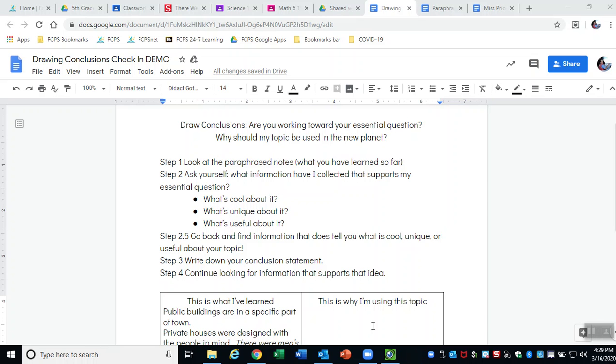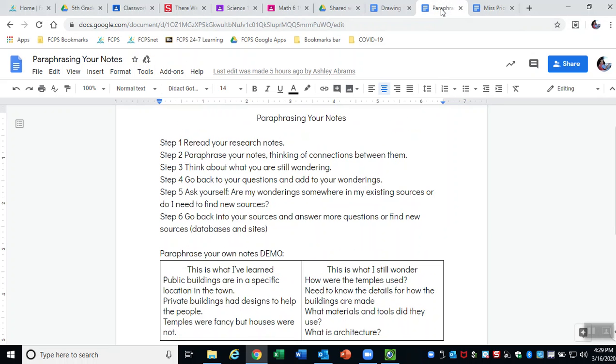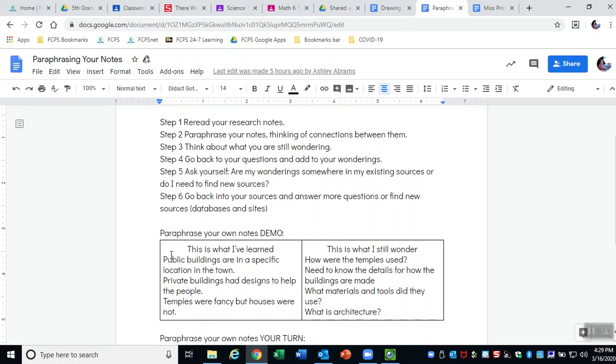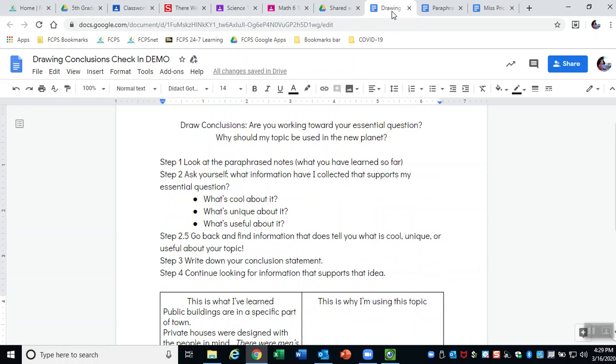Hi, fifth graders. We are here to talk about drawing conclusions to kind of check in on your research. And this is the follow up lesson. Yesterday, Miss Abrams talked about paraphrasing your notes. You guys worked on looking at the notes you had so far, paraphrasing the main idea of things you've learned so far, and then identifying things that you still wonder. So today, we're going to work on drawing conclusions.